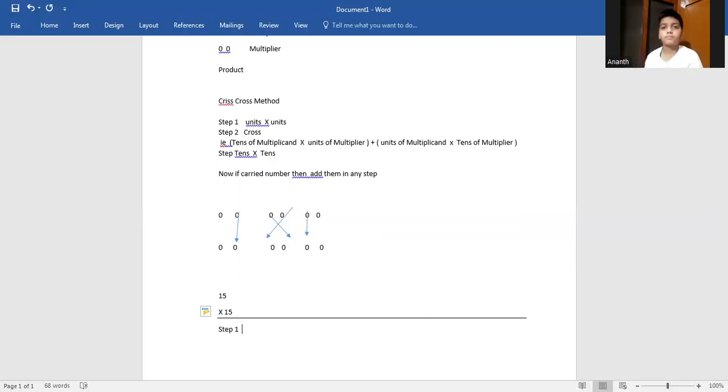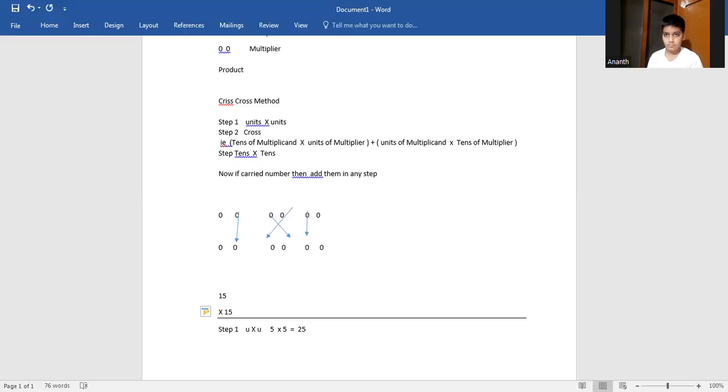Step 1. Step 1 is unit into unit. U for short form unit, right? So here unit is 5 into 5 is equal to 25. Now, Anant, see the screen, no work on the paper or book. Leave that. What is the answer?